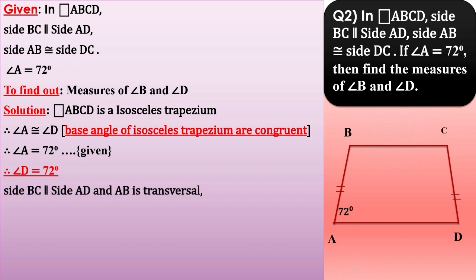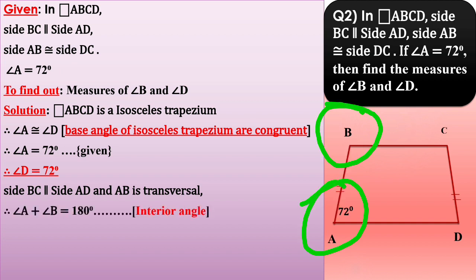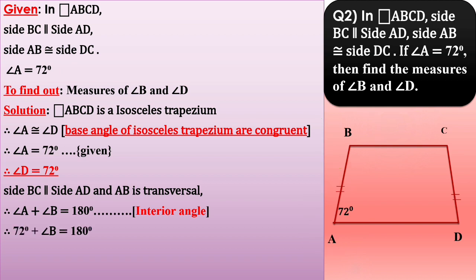Now students, side BC is parallel to side AD and side AB is a transversal. So angle A plus angle B equal to 180 degree. Interior angles. Substitute the value of angle A, 72 degree, plus angle B equal to 180 degree. Now 72 degree will shift to the right side and become minus. So 180 degree minus 72 degree, how much do we get students? 108 degree. Therefore the measure of angle B is 108 degree.